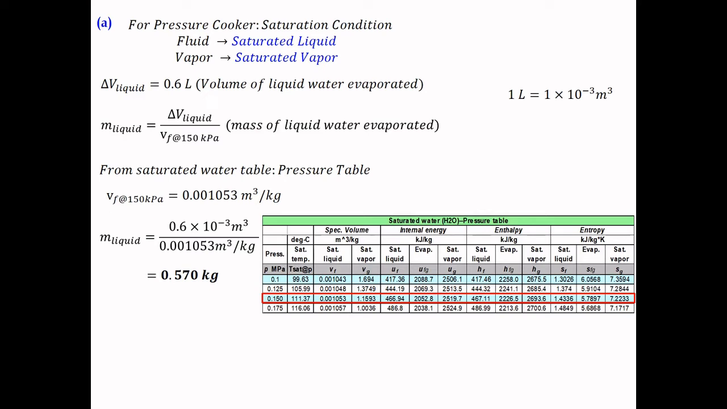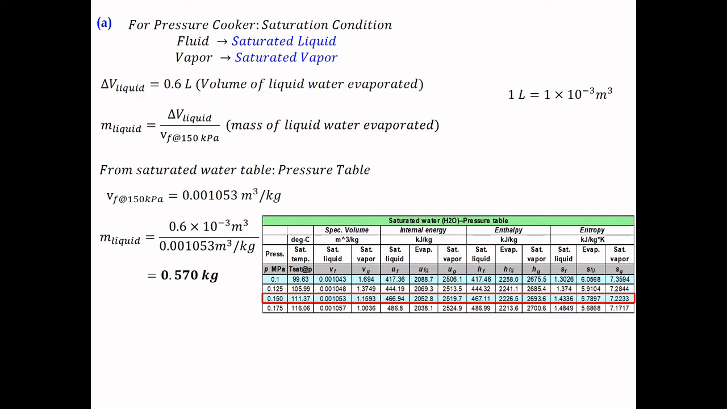So this value is the same as the mass of the steam that is produced during the process, where this mass of liquid will change into mass of steam. So the amount of mass for the liquid and also for the steam that is produced equals 0.570 kilogram.